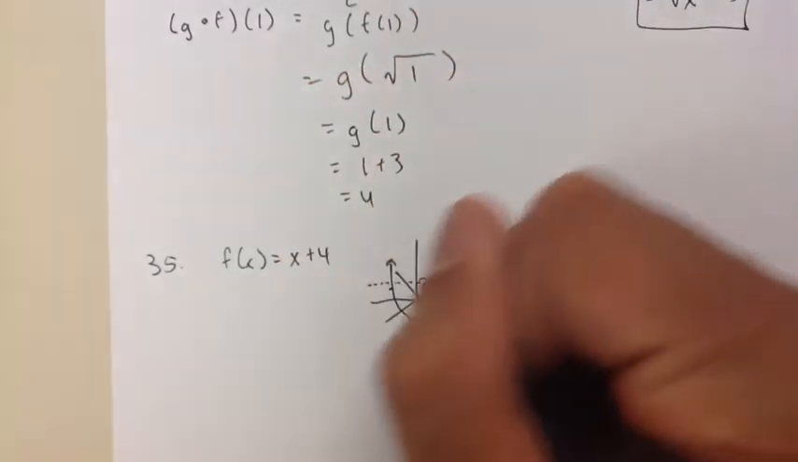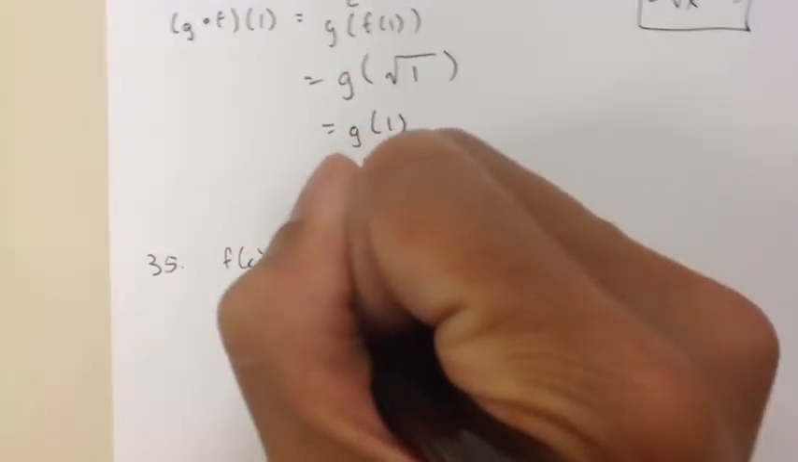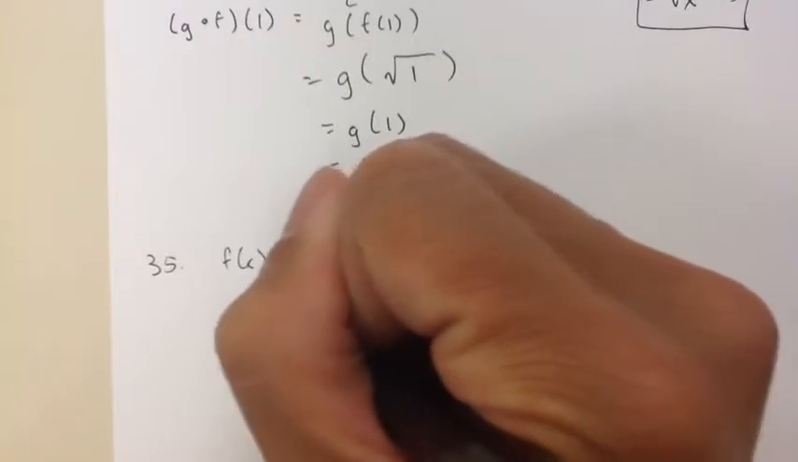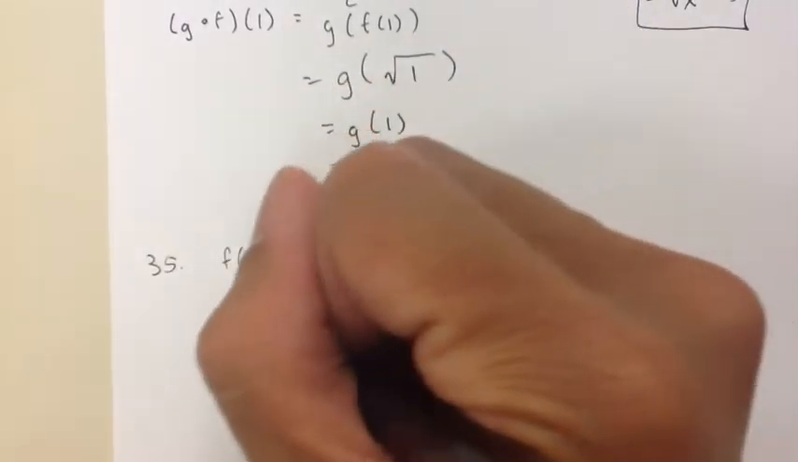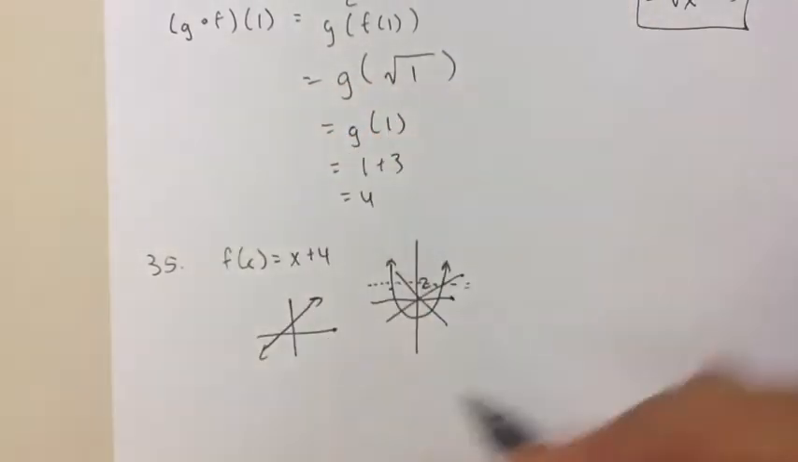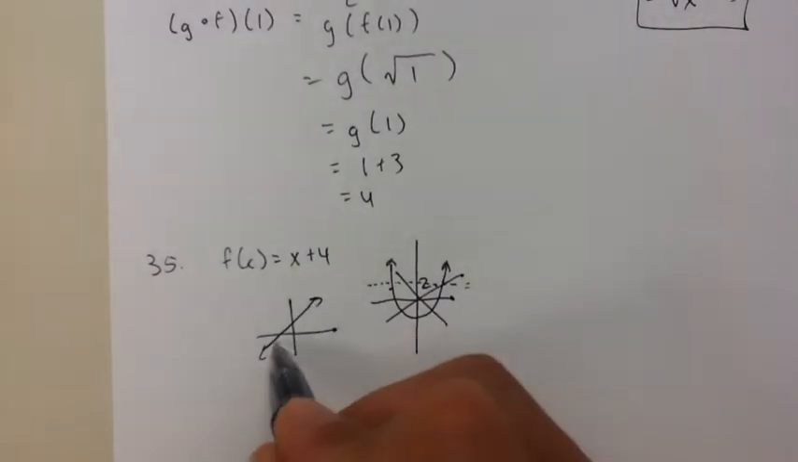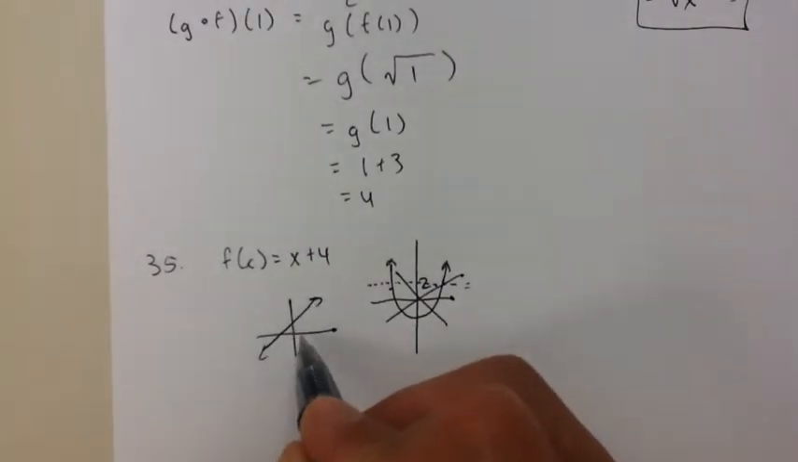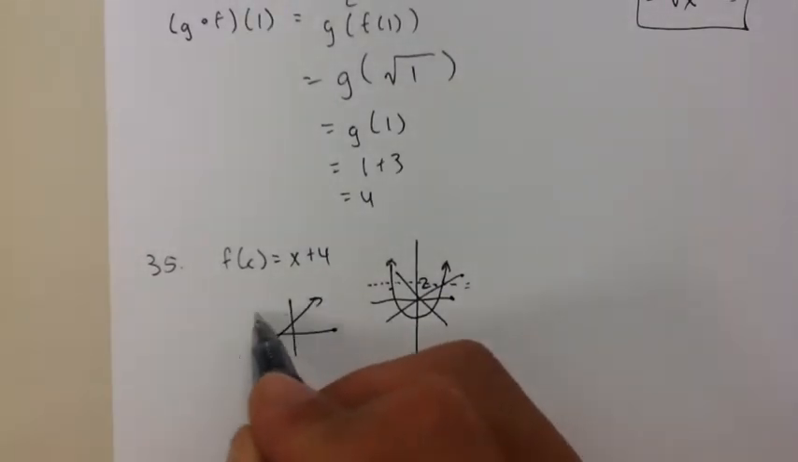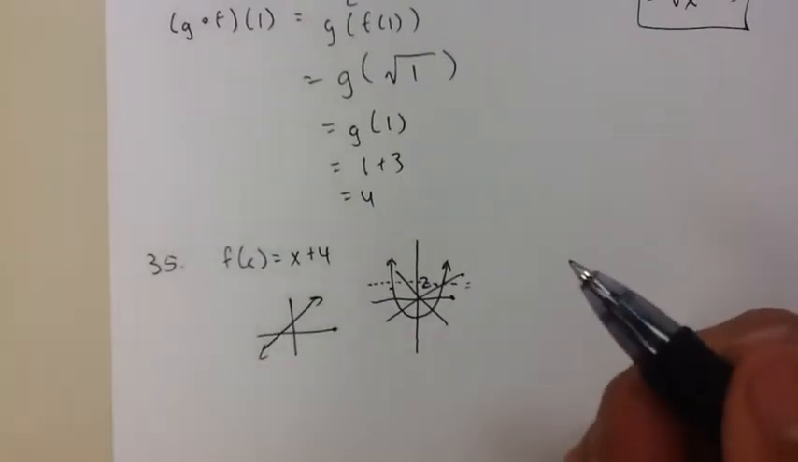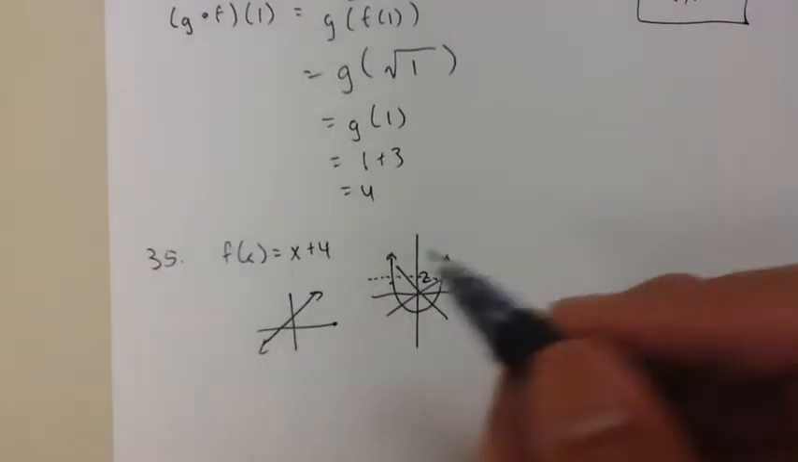The graph of this is just a line that says x plus 4, so if x is 0, y is 4. It would be a line like this. For every x, there's only one y value. For every y value, there's only one x value. That's what one-to-one means. So number 35, yes, it's one-to-one.